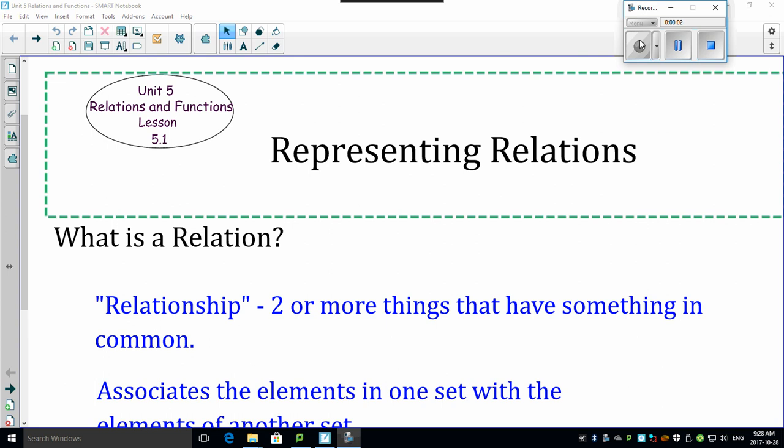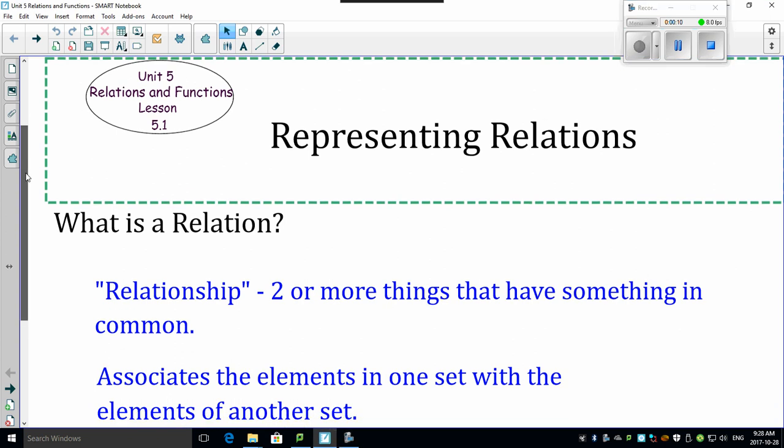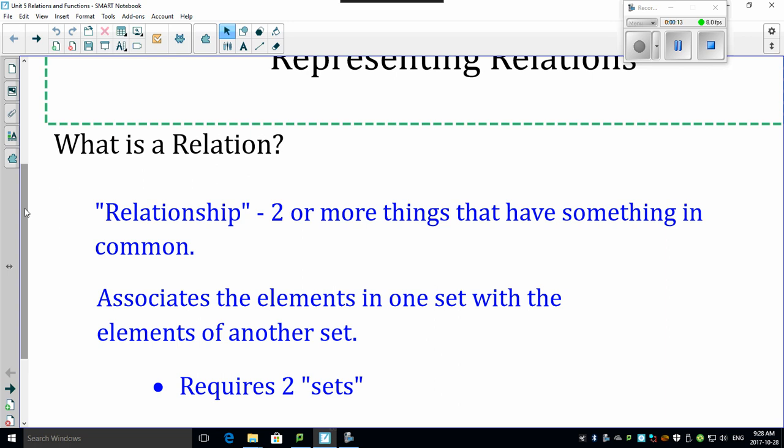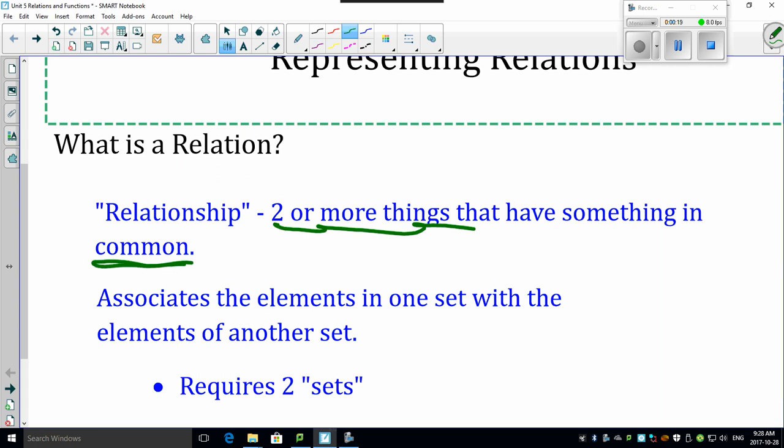All right, in this entire chapter, what we're looking at is relations and something that we call functions as well. And you're going to see there's a relationship between them. So mathematically, what is a relationship? A relationship is two or more things that have something in common. That's the important part. They have to have something in common to each other.